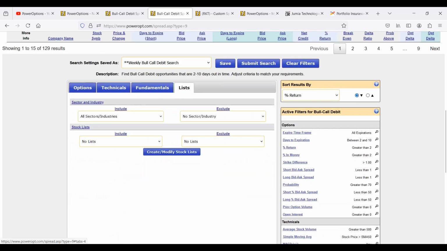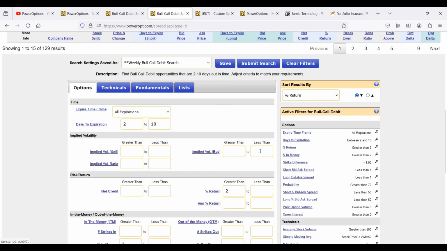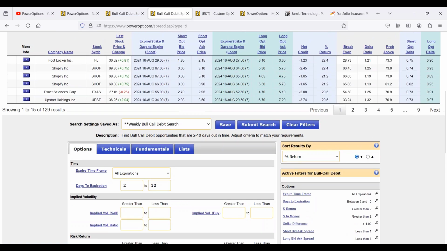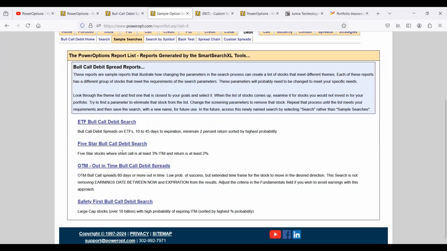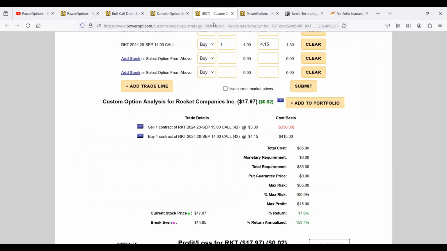And then, of course, the list, if you just want to screen for bull call debit spreads across your 50, 60, or 40 stocks, you could create your own list and do it that way rather than searching across the entire universe of options for any bull call debit spread that meets your criteria. At the same time, themed searches also that you can use and adjust in the sample searches, looking for the ETFs, safety first, large cap stocks over 10 billion with a high probability would have smaller return. And then that out of money, out in time bull call debit spreads that we saw.